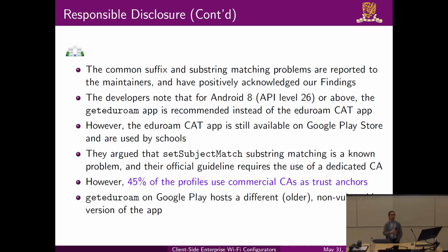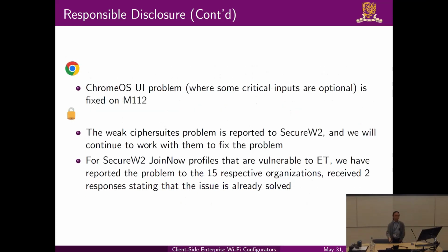But luckily for Get EduRoam, the longest common suffix problem, we found that the version on Google Play is a different version that is not vulnerable. For Chrome OS, we found additional problems in the UI, where the details you can find in the paper, and it's going to be fixed. And last of all, for SecureW2, we have reported the problems to the developers, and we will try to work with them to fix the problem in the future.